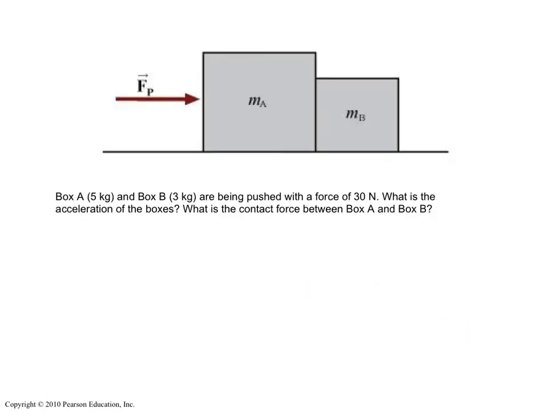So let's look at an example problem that is going to integrate both Newton's second law and Newton's third law. Box A is 5 kilograms and box B is 3 kilograms, and we have a force of 30 newtons pushing to the right. What is the acceleration of the boxes?